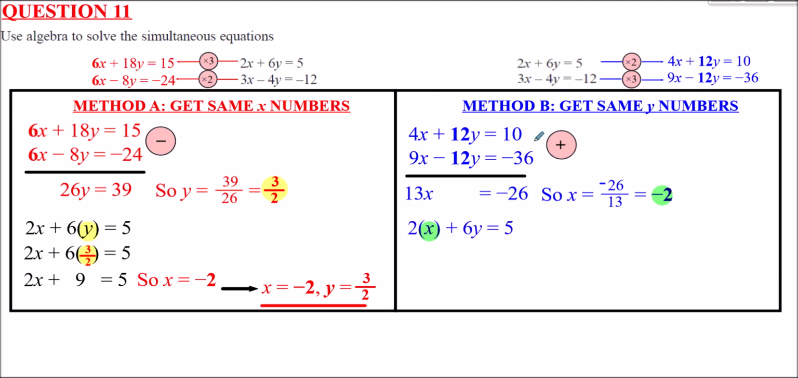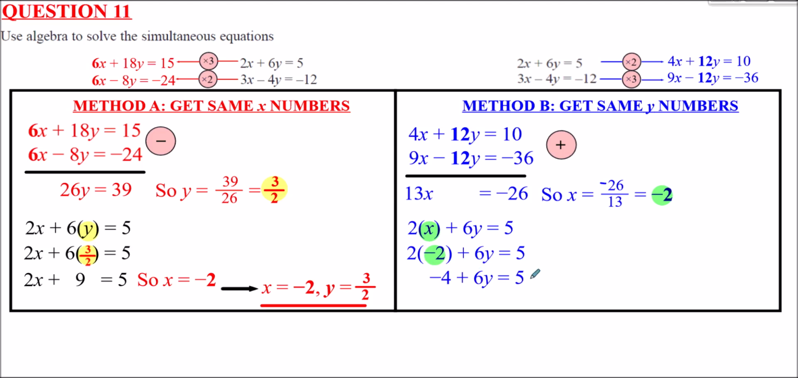So now I can plug in the value of x being minus 2 into one of these starting equations. I'm picking this top one here, 2x plus 6y equals 5. So replacing x with minus 2, this now becomes 2 times minus 2 plus 6y equals 5. 2 times minus 2 is minus 4, so now I get minus 4 plus 6y equals 5.